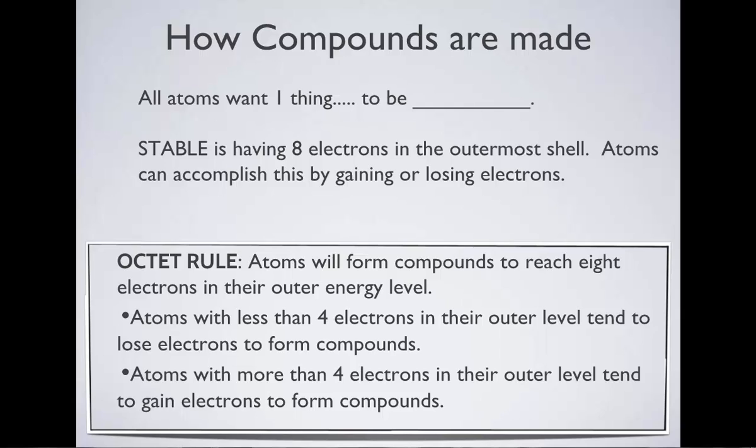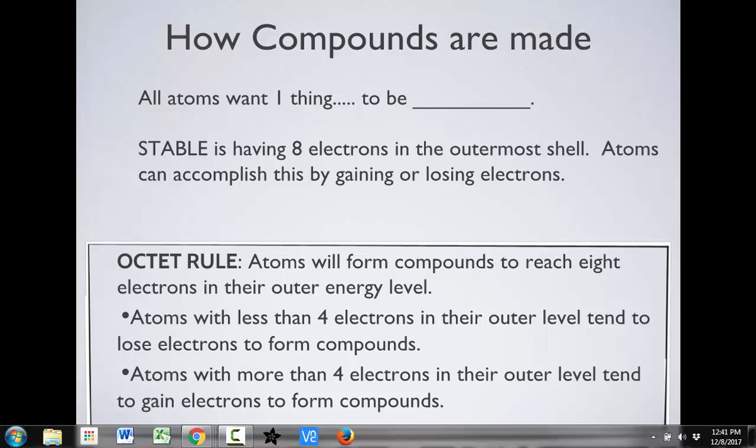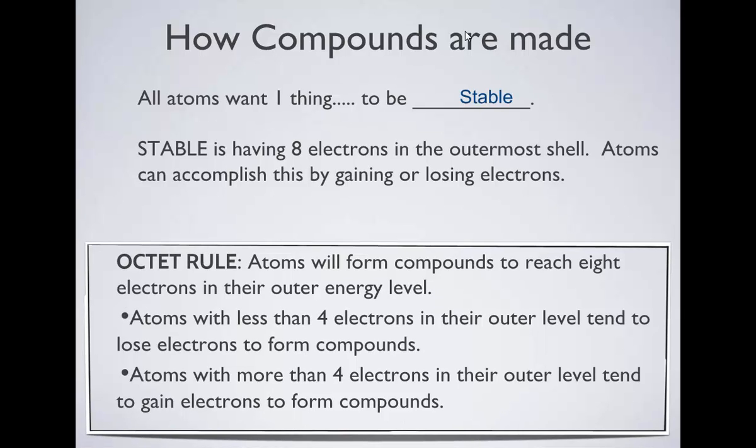bonding together. Okay. So, I'm going to talk about this like atoms are people. Atoms don't really want anything or think anything, but it's an analogy. So all atoms want to be one thing, and that is stable. They want to have a stable shell of electrons on the outside. And so what that means for our atoms, have your periodic table out too as we do this, is that atoms want to have a full outer shell.